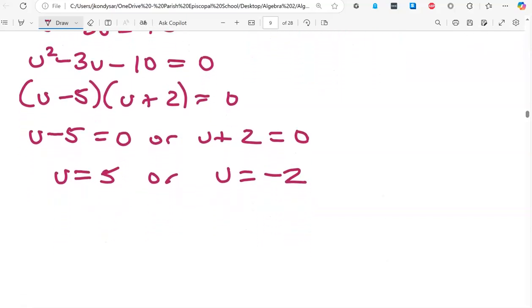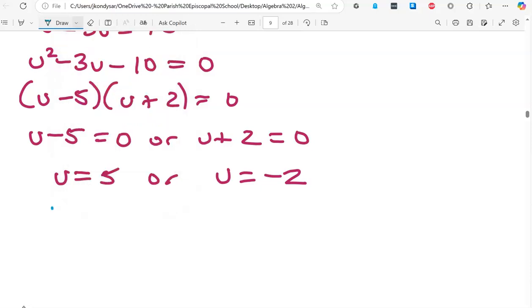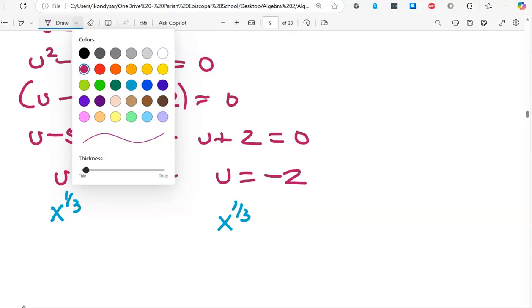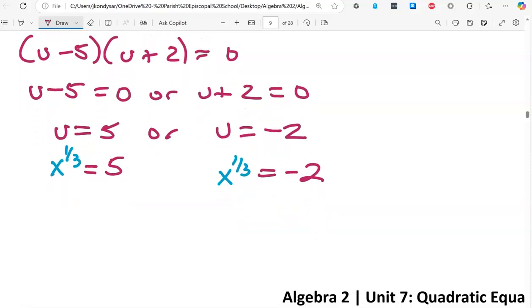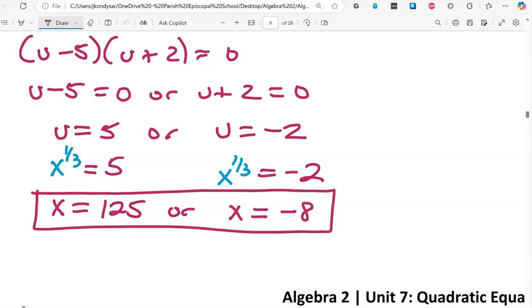Now let's not forget to back substitute. U is x to the 1/3. So if we replace u with x to the 1/3, then we need to solve each of these equations. Remember that x to the 1/3 means the cube root of x, so we can cube both sides, and we get x is equal to 5 cubed, or 125. Cubing both sides for the equation on the right, we get x is equal to -8. Neither are extraneous solutions because cube root equations do not produce extraneous solutions.